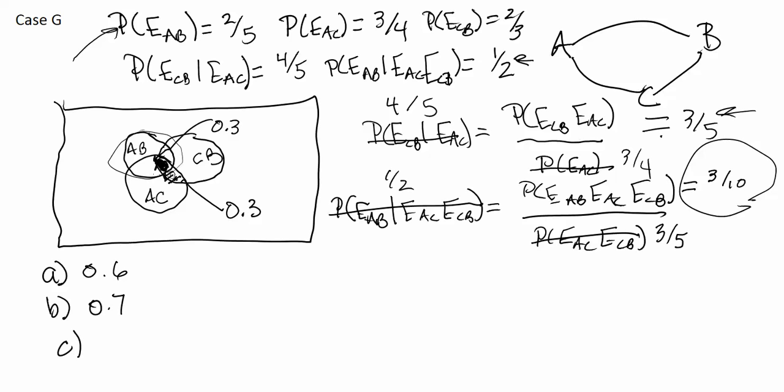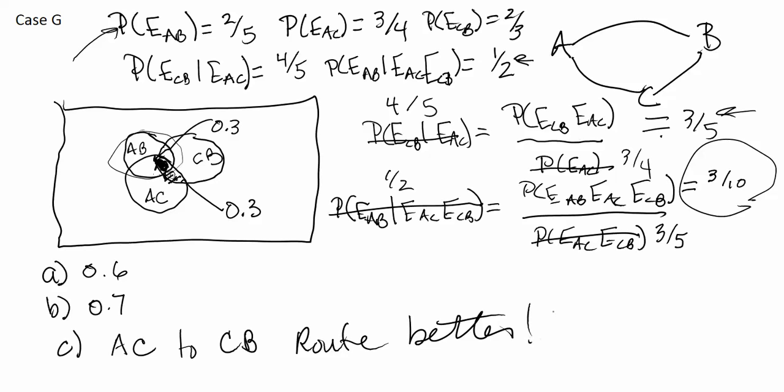Now it says, which route offers a better chance of getting to B? Well, we saw that the northern route's only open 40% of the time, and the southern two roads are open 60% of the time. So the AC to CB route is better. And that's our answer to case G.